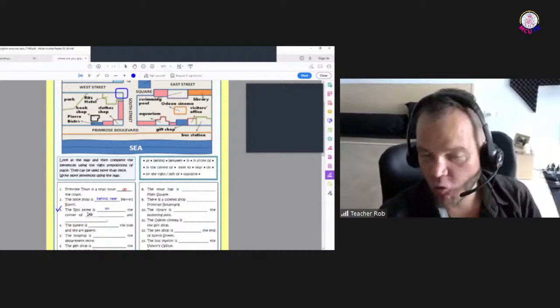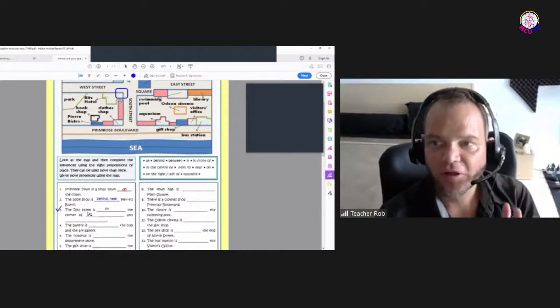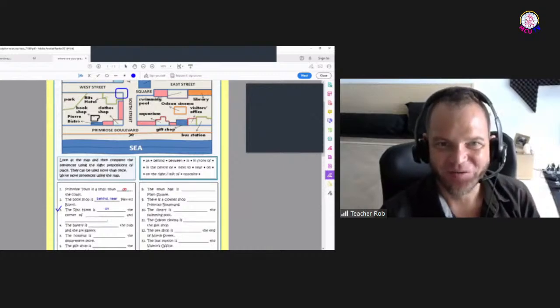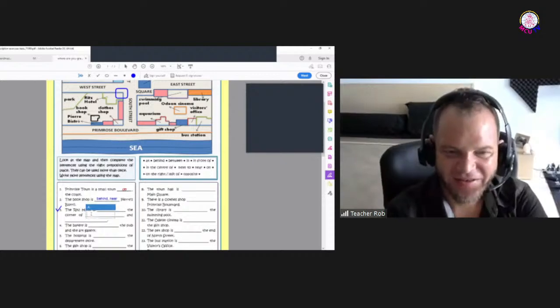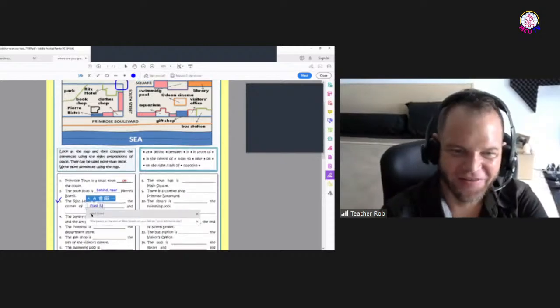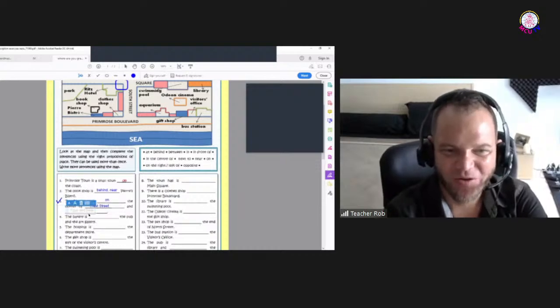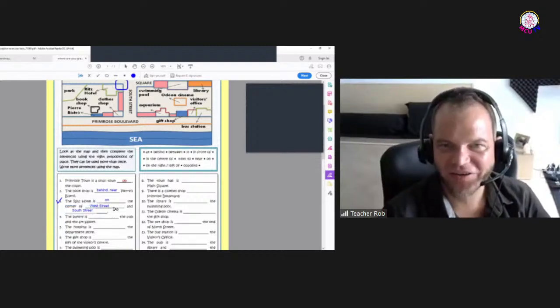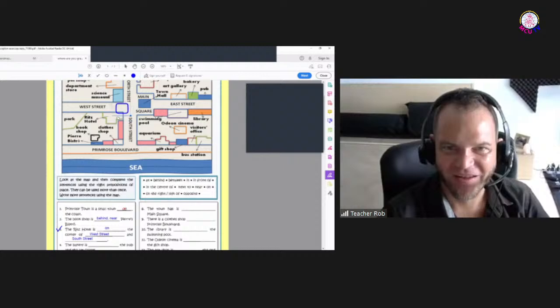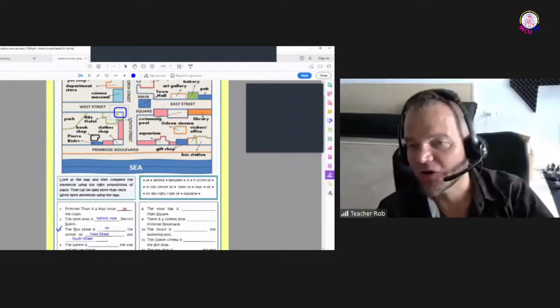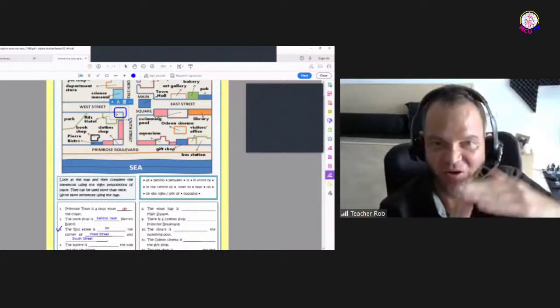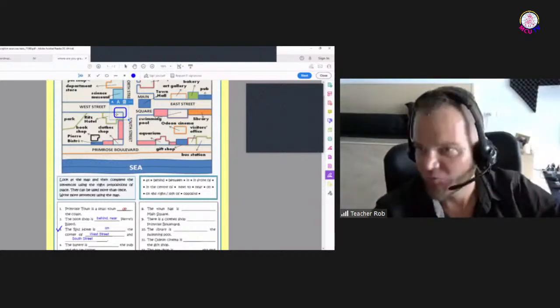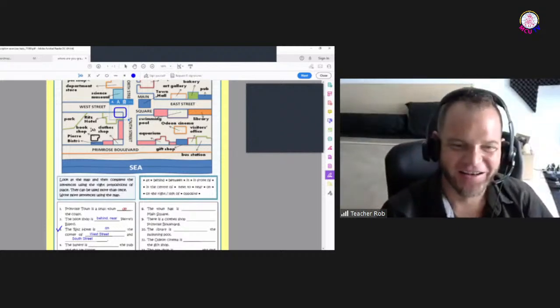Now, if we have a corner, we have to say both the street names. So if you look at the Ritz Hotel, what are the streets that it's on the corner of? West Street and South Street. That is correct. So all you'd say is the Ritz Hotel is on the corner of West Street and South Street right here. Very good. So if you say on the corner of, you always have two streets that make the corner. So you have to say the names of both streets. Well done. That's number 3.